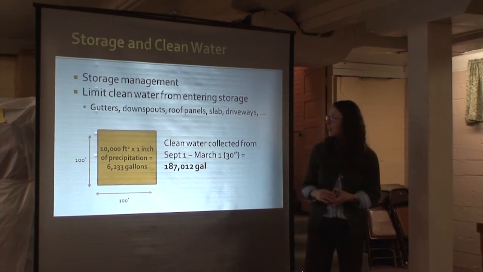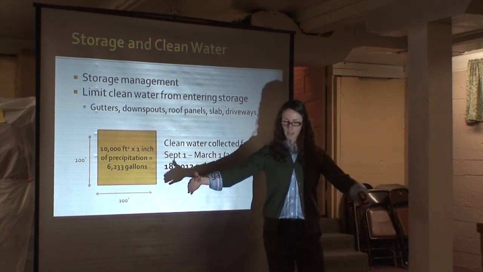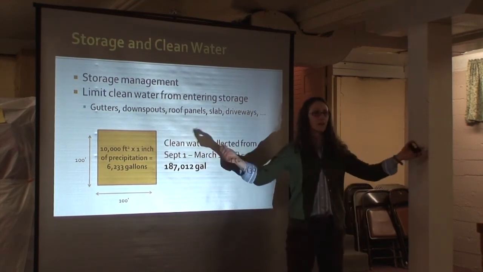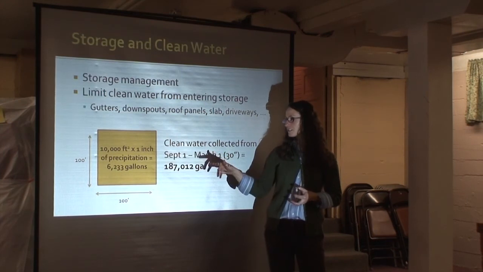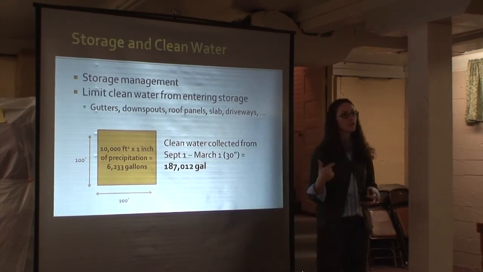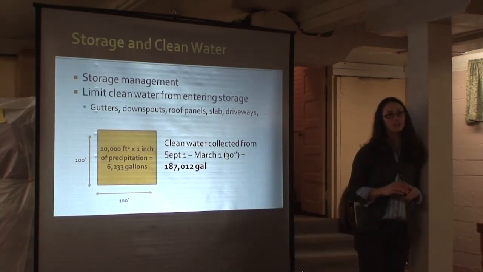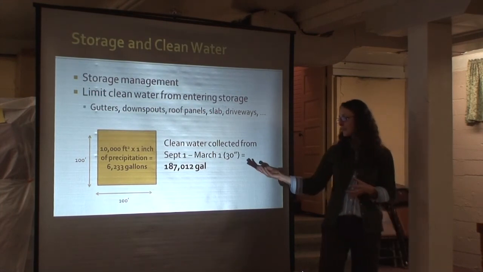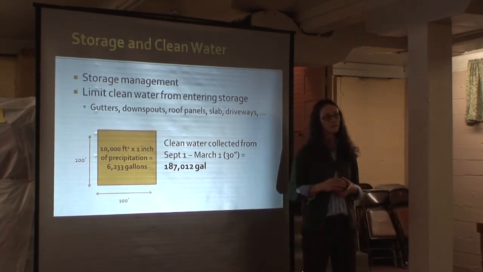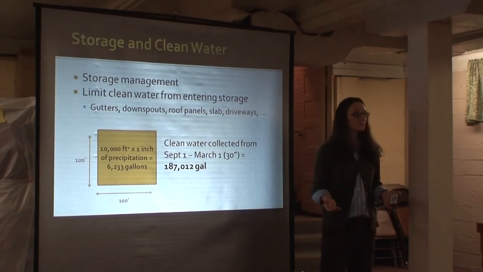For instance, just looking at an area that's 100 by 100, so not even that large, that's about 6,000 gallons with 1 inch. If you look at 30 inches of rain, which is what we typically get during the storage period, that's 187,000 gallons that you've collected off that small area. So if you have a roof that's 3 times that size, plus a little bit of slab, plus this, plus that, it starts to really add up.